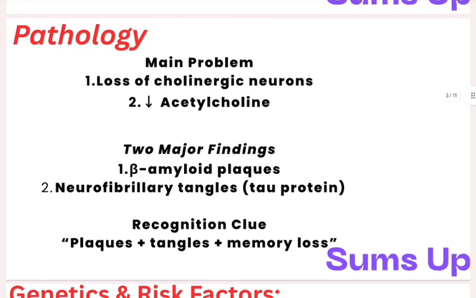Talking about pathology, the main problem is loss of cholinergic neurons, which causes decreased acetylcholine in the nucleus basalis of Meynert. This causes Alzheimer disease. Two major findings in Alzheimer's are beta amyloid plaques and neurofibrillary tangles, which are also called tau proteins. Recognition clue: plaques plus tangles plus memory loss. It's Alzheimer disease.